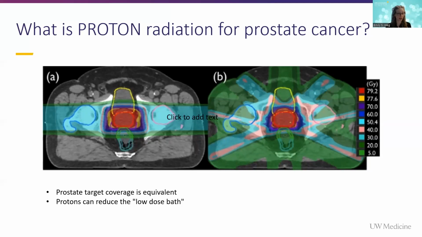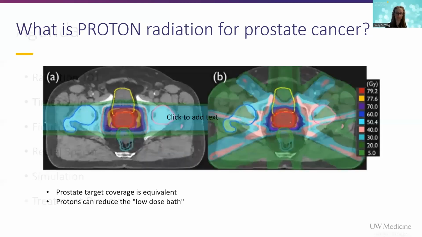And that means more likely to kill cancer cells, and also with much less radiation going to all of your other pelvic tissues. With protons, prostate target coverage is equivalent to photons, but protons can reduce this low dose bath, which is also called the integral dose, to the non-target tissue. And this comes with a theoretical benefit that protons may decrease the risk of secondary cancers as well as long-term normal tissue damage and side effects.